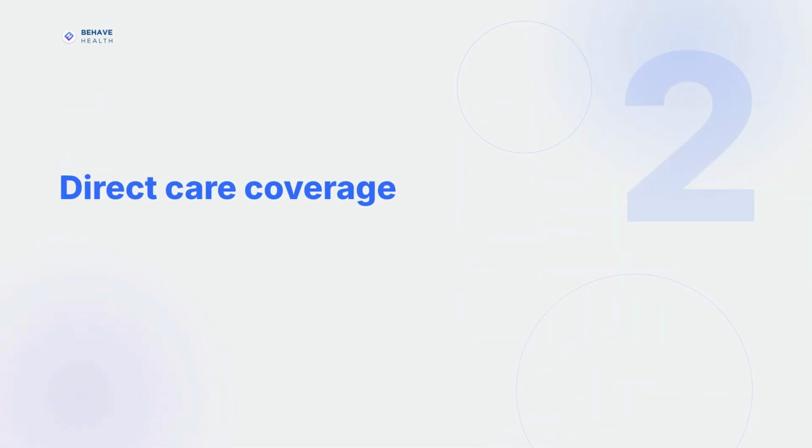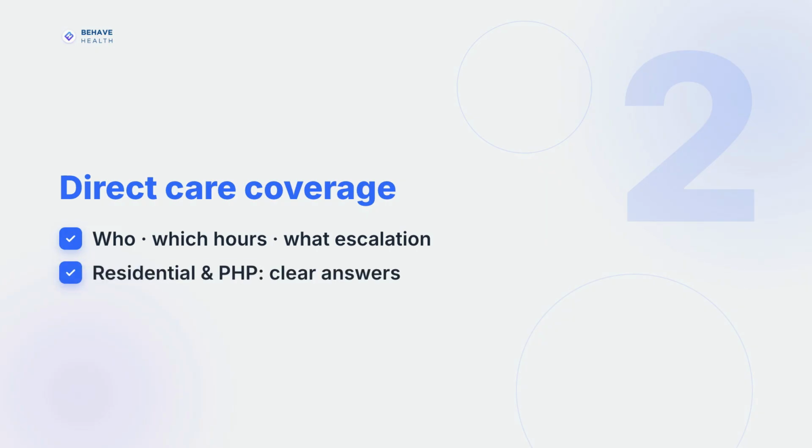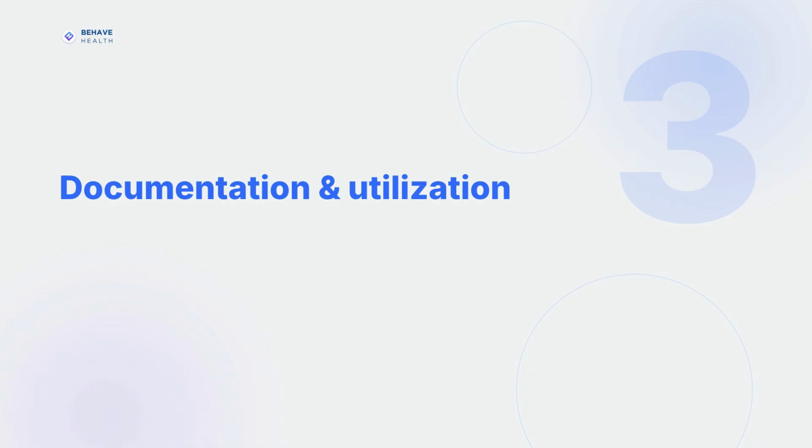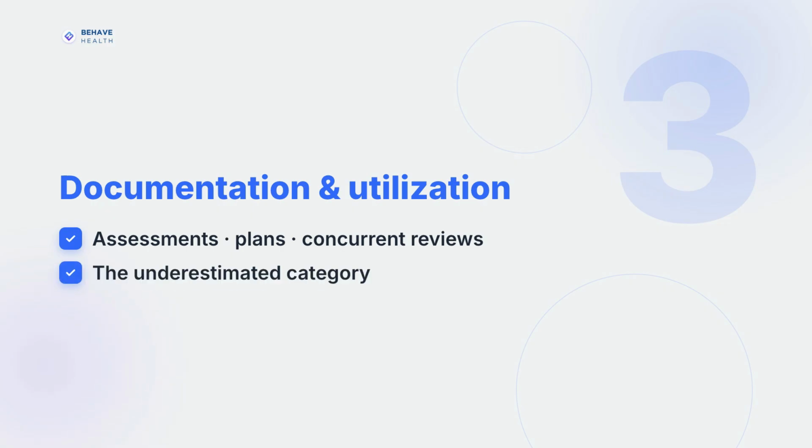2. Direct care coverage. Who is physically available to patients, during which hours, and with what escalation path? Residential and PHP programs need especially clear answers here. 3. Documentation and utilization support. The staff who keep assessments, treatment plans, concurrent reviews, and payer communication current. It's the category many organizations underestimate.